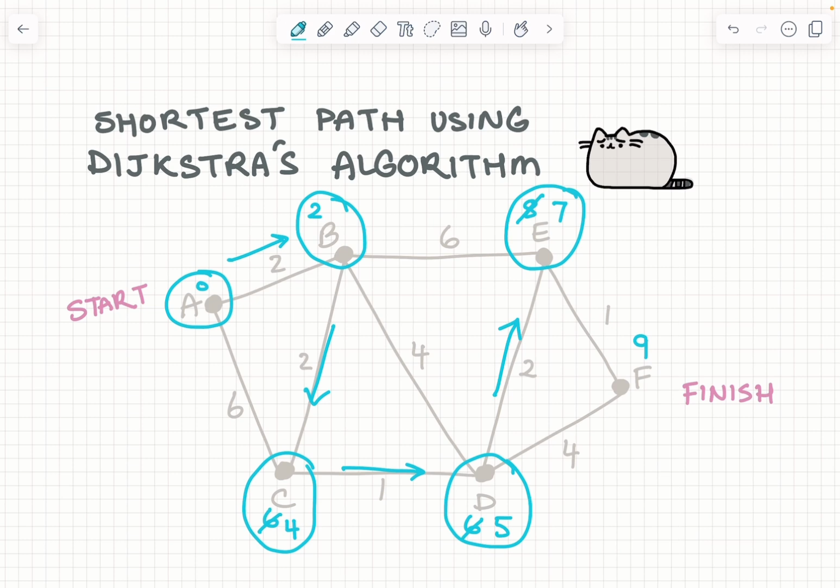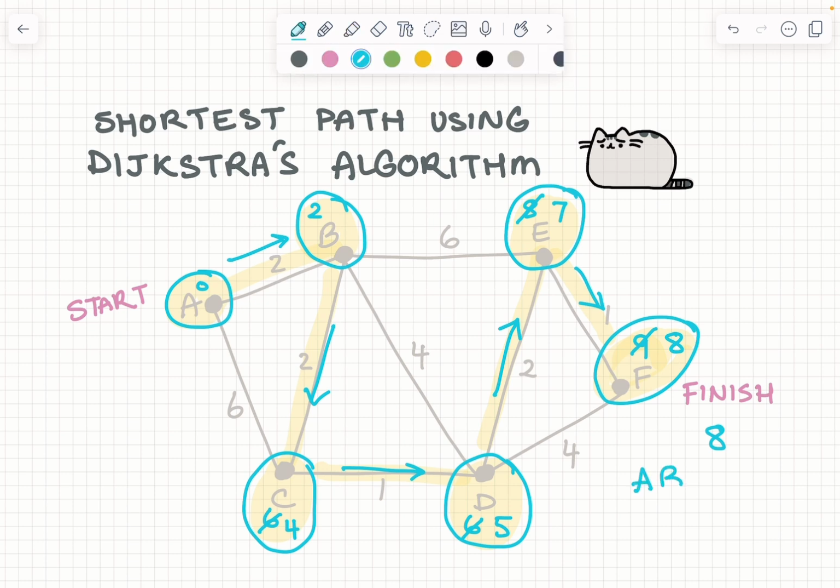Now we're at E, and the only uncircled neighbour is F. 7 plus 1, that's better than 9. And that's going to be the value of the shortest path. And working backwards, often there's multiple paths that you've taken. So from F, we came from E, came from D, came from C, came from B, A. So that's the path that we took. And we can label that A, B, C, D, E, F. Nice order there.